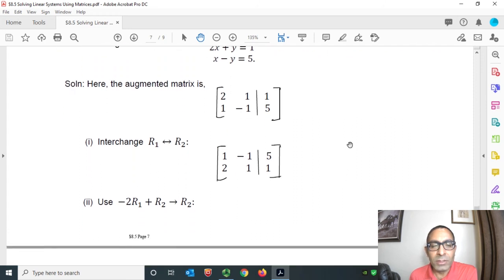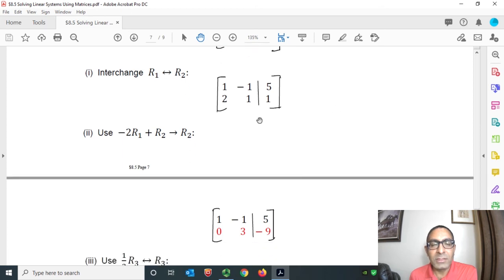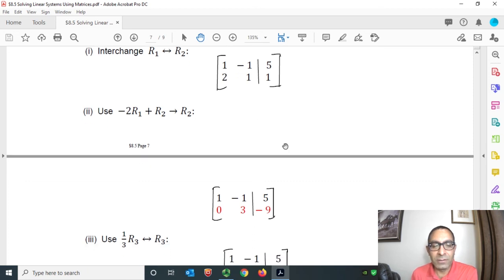Next, we want the first entry to be 1, so let's switch row 1 and row 2, which I did here. And next, we want 0 below the first diagonal entry. So to make the 0 here, we perform these operations. We multiply row 1 by -2 and add to row 2, and use that result to replace row 2. So now, which is here now, the first row as it is, and this operation gives us the new second row, which is 0, 3, -9.